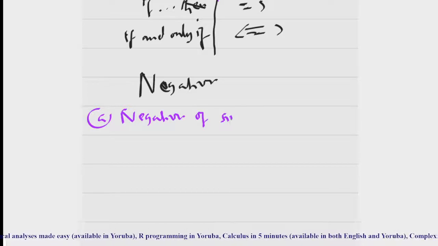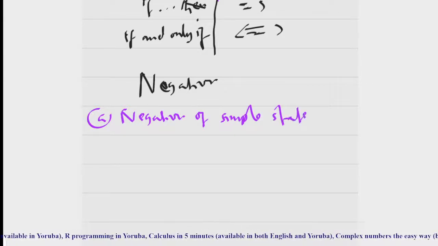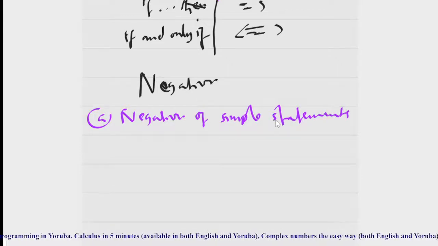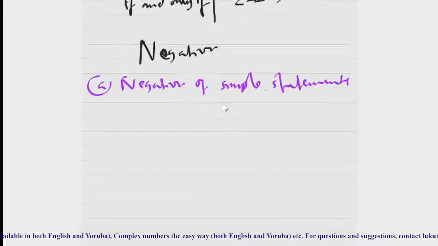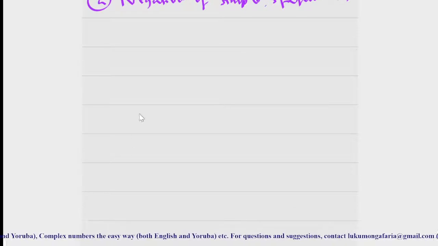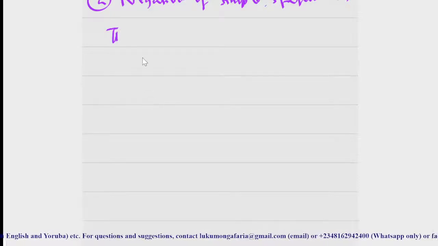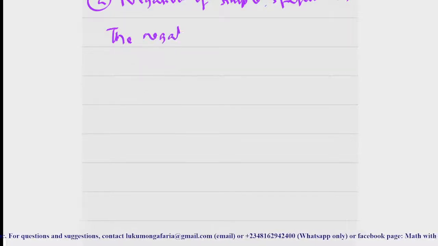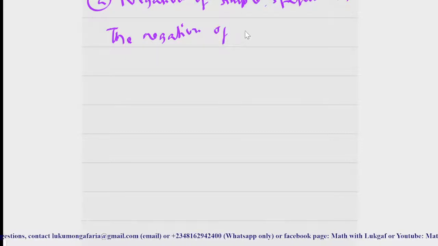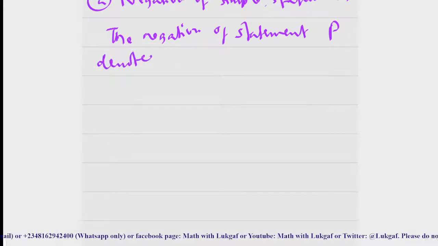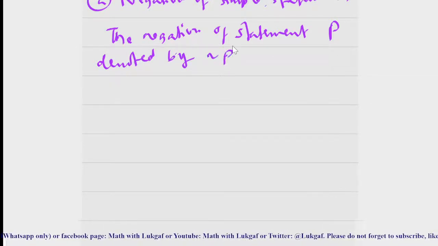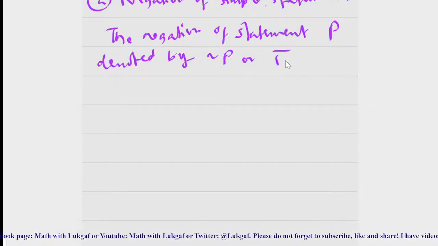Negation of simple statement. If you don't forget, I said negation, which is also "not", is denoted by this sign. So when I have a statement P, the negation of statement P, which is denoted by this, you can write as negation P. Like I've said, in some textbooks they write it as P bar. I hope you understand now.